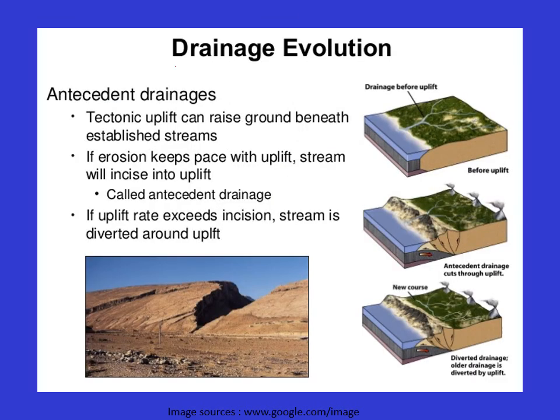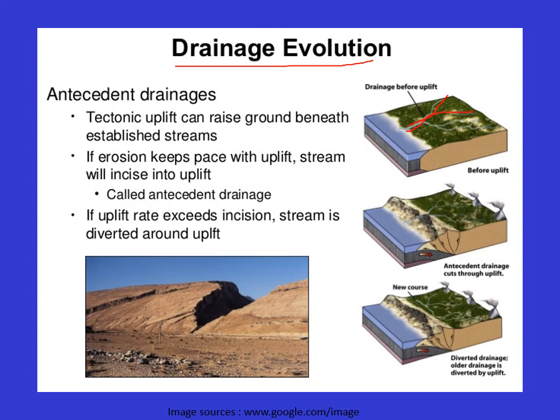Another type of drainage evolution is known as antecedent drainages. It also happens due to some kinds of tectonic activity, mainly tectonic uplift. Now, when due to some tectonic upliftment, some barrier is found in the course of the river path. Here you can see that a river is flowing in this direction and meets with the sea.